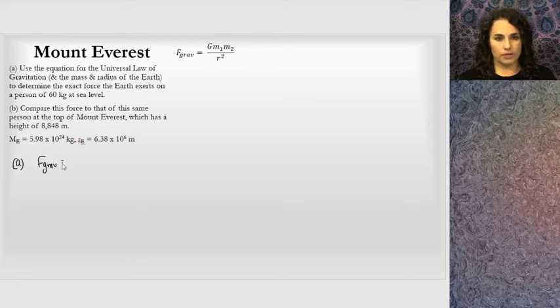F grav equals G. I'm going to have the mass of the person times the mass of the Earth. And then we're at the surface of the Earth, right? If you're at the surface of the Earth, the person will be the radius of the Earth away from the center of the Earth. And we can plug these values in. This isn't too bad.